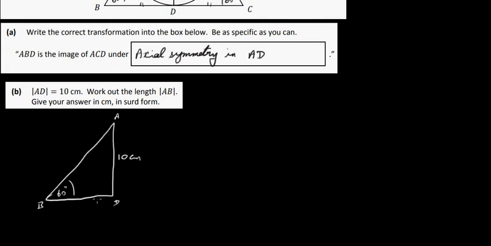Now we don't have this length here, so we can't use Pythagoras' theorem to work out AB, so we've got to use sine, cos, or tan.